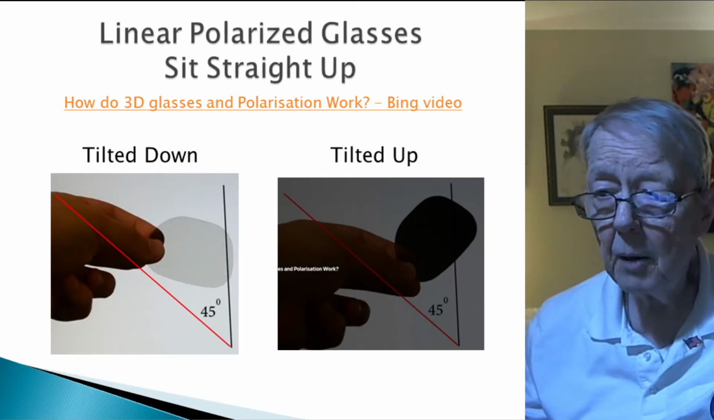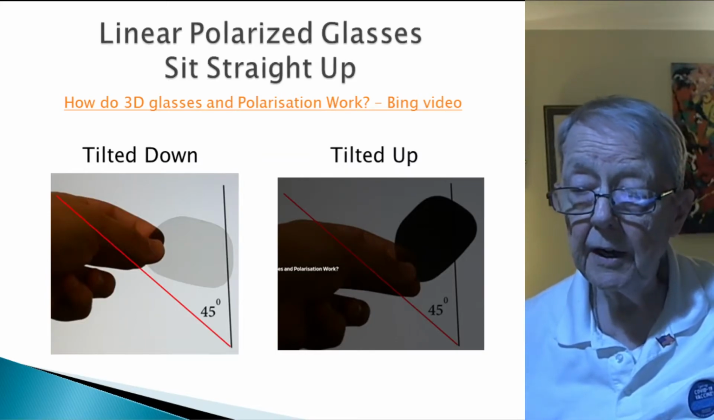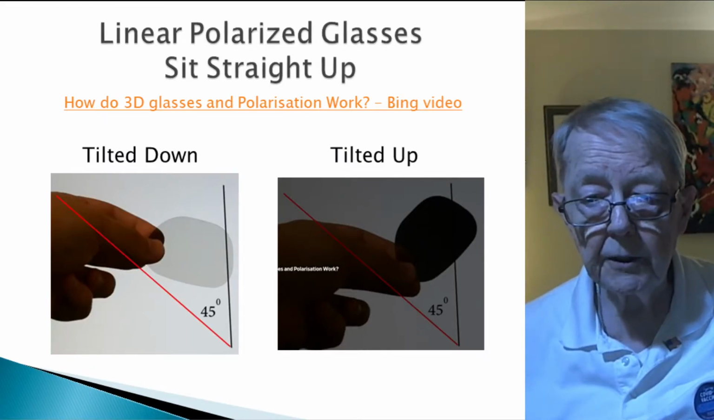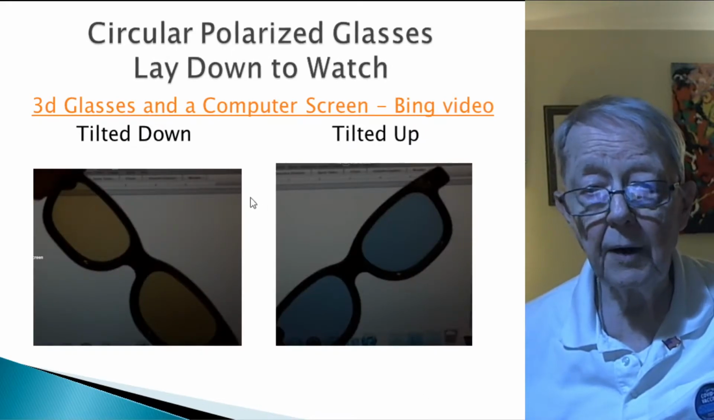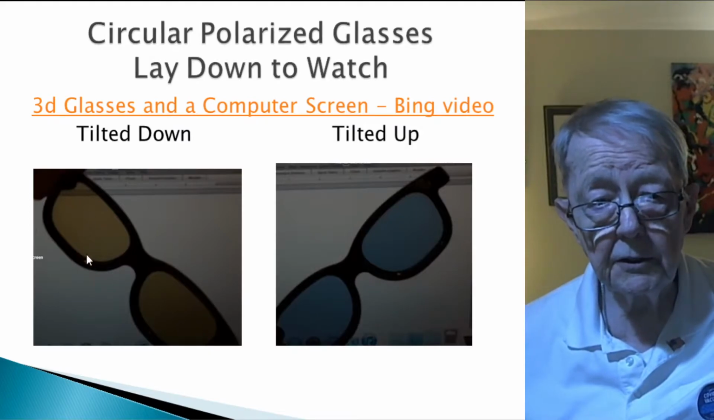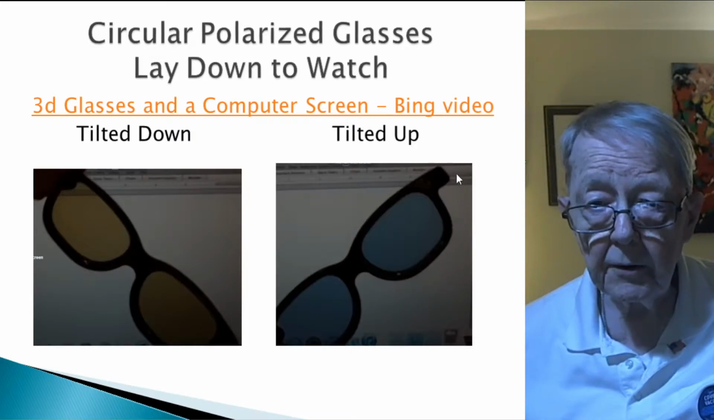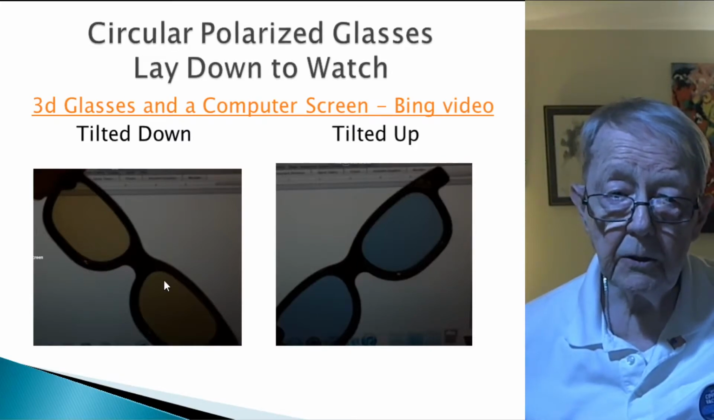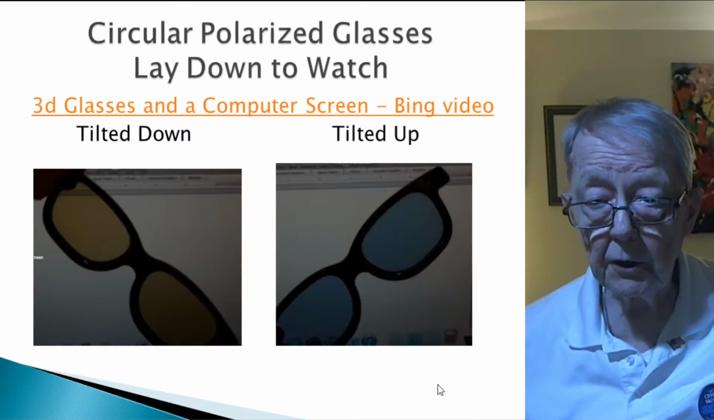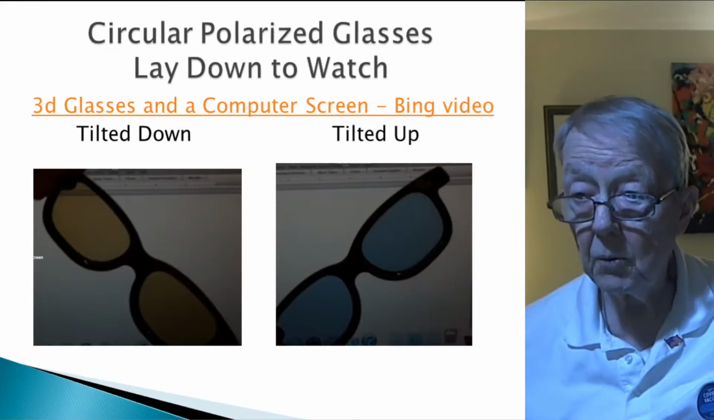So that's a problem. If you're sitting there watching a 3D movie, and you tilt your head enough, you don't get a very clear picture. But with circular polarized glasses, you can actually lay down and watch, because whether you tilt it down here on the right or tilt it up on the left, you still can see through. It's not blocked. That's the advantage of circular polarized light. And the question is, well, how in the world does that work?